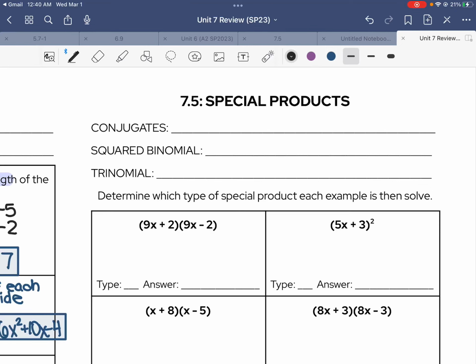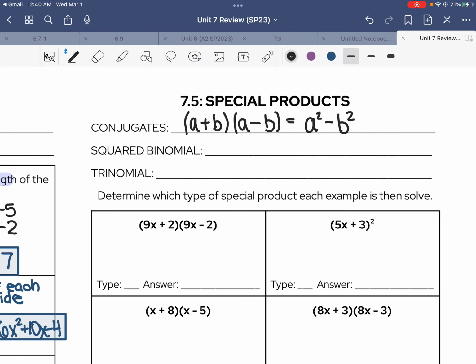Let's talk about how to find special products. The first special product we're going to talk about is called a conjugate. It's where you have two sets of parentheses and they both have the same two things. I'm going to call it A and B for right now. So they're basically identical, but one of them has a plus and one of them has a minus. And when you multiply this together, it's always going to be the first thing squared minus the second thing squared.